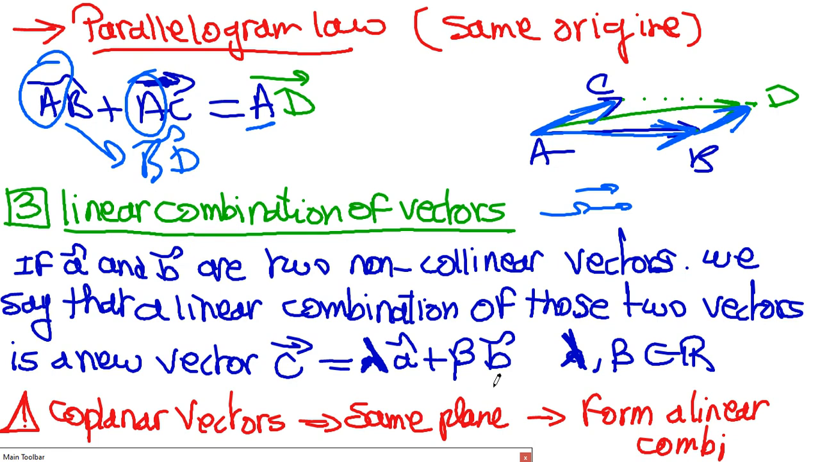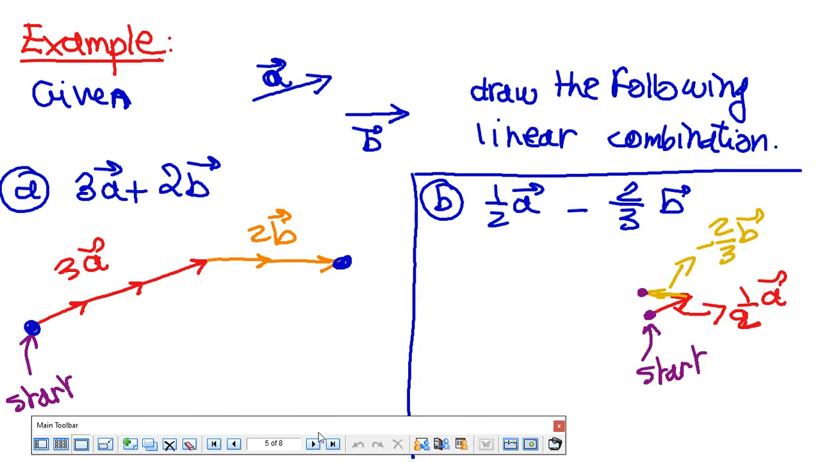We need to use it to prove that you have coplanar vectors. What does coplanar vectors mean? That those vectors are in the same plane. So if they are in the same plane, they form a linear combination. Let's do an example, guys, to see how we can do that.